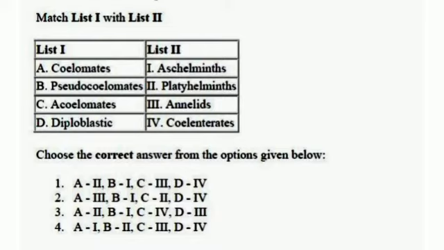The next one is a match the following, and List 1 has coelomate, pseudocoelomate, acoelomate, diploblastic, and List 2: aschelminthes, platyhelminthes, annelid, ctenophores. So the right one is option 2, that is coelomate, annelid; pseudocoelomate, aschelminthes; acoelomate, platyhelminthes; and diploblastic, ctenophores.